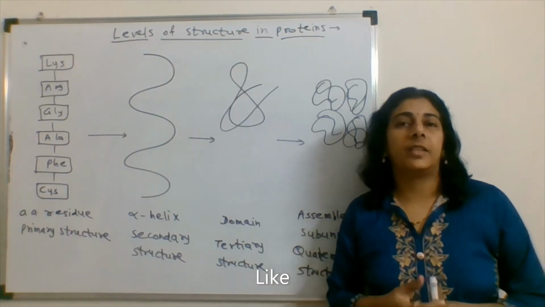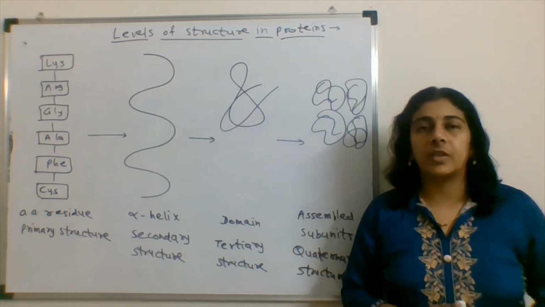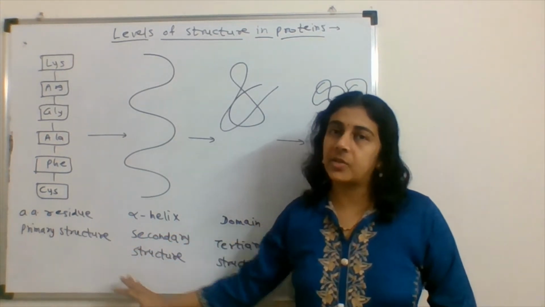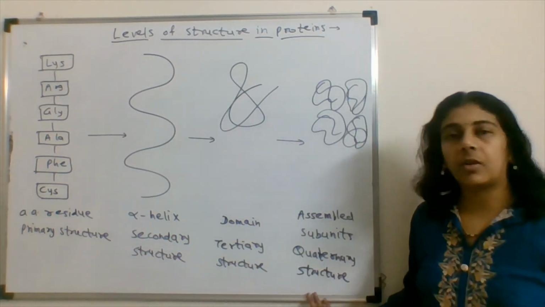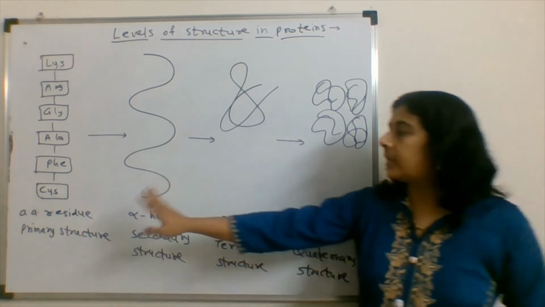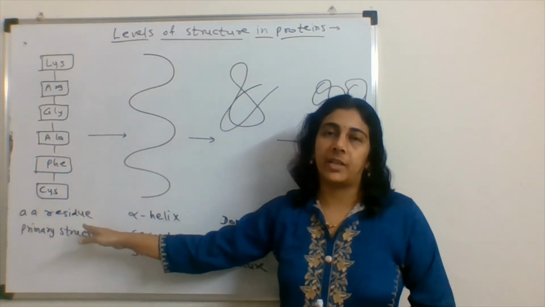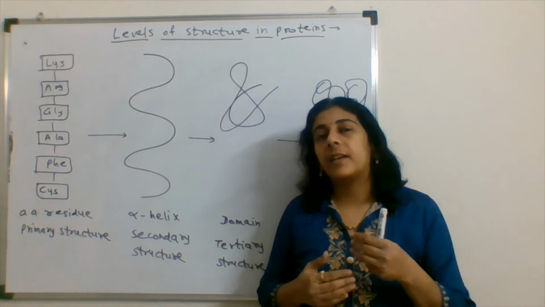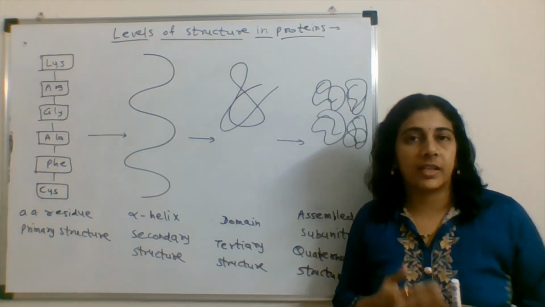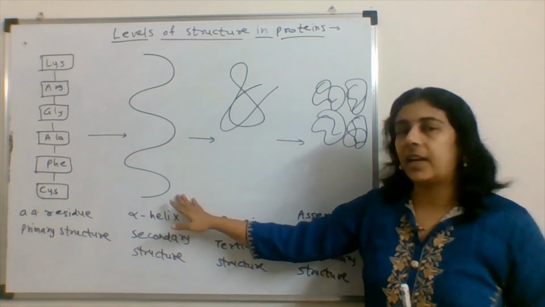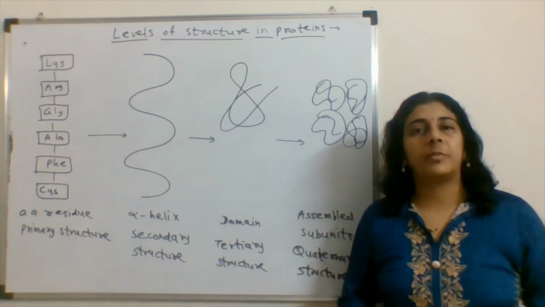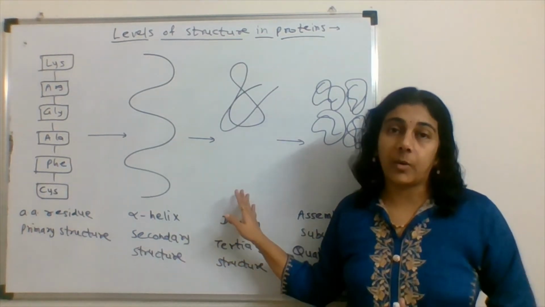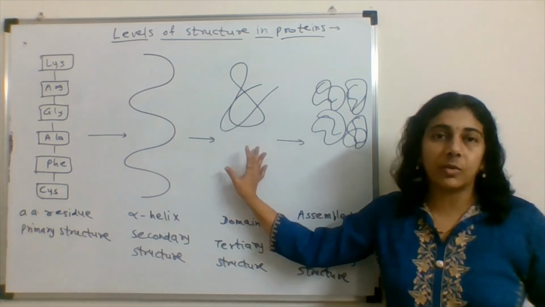Now we'll look at the different structural levels of the protein. We find that the protein shows primary structure, secondary structure, tertiary and quaternary structures. So in our primary structure there is a sequence of amino acids given, that we call the primary structure. If this primary structure gets twisted, it forms an alpha helical structure or it can form a beta pleated sheet.